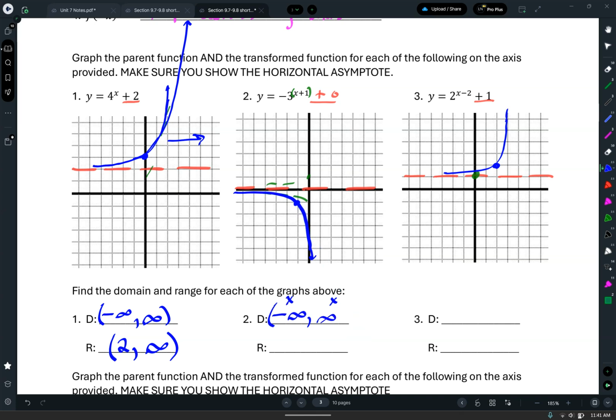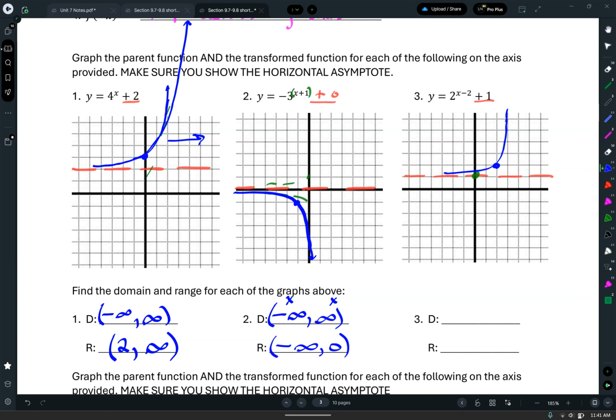So it goes from negative infinity to positive infinity. And for the range, well, the highest it's going to be is the x-axis, which is 0. And the lowest it's going to be is negative infinity. So it goes from negative infinity all the way up to 0. Again, it doesn't touch 0 because it's a horizontal asymptote.